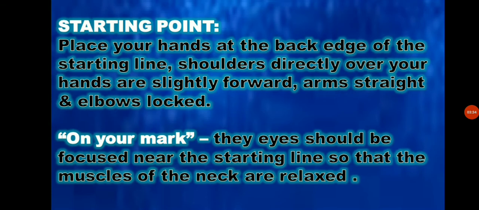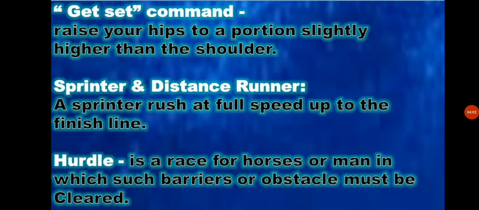At the starting point, place your hands at the back edge of the starting line. Shoulders are directly over your hands or slightly forward, arms straight, and elbows locked. On your mark, that is the command. The eyes should be focused near the starting line so that the muscles of the neck are relaxed. Exhale, relax, and wait for the next command, the command of get set. It raises the hips to a position slightly higher than the shoulders.